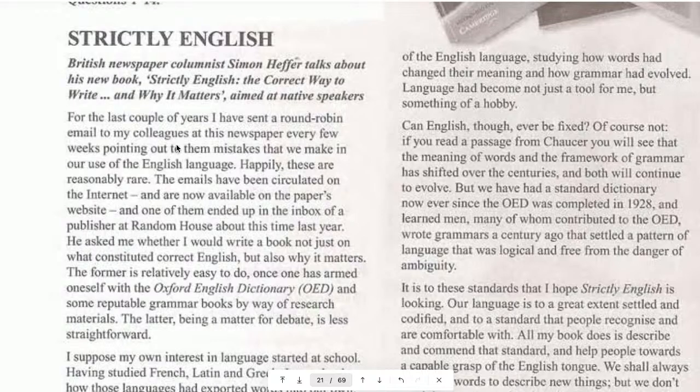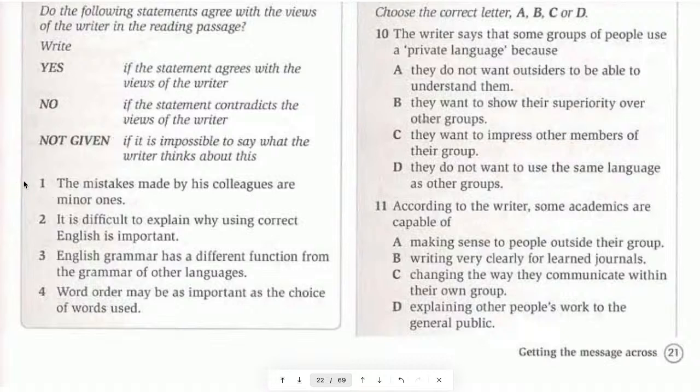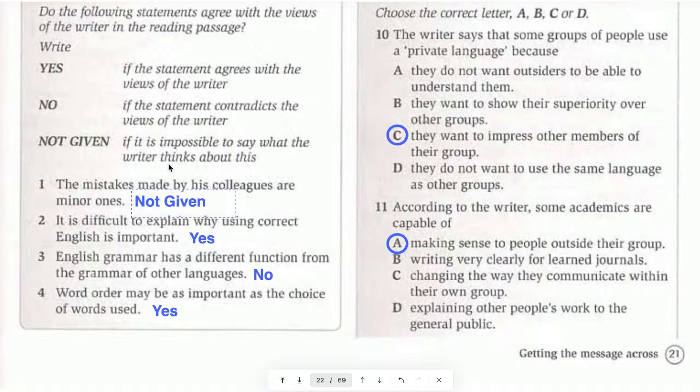And we can see the word mistakes right here. But what the writer means is that for the last couple of years, he just sent a round-robin email to his colleagues, and then what? Pointing out to his colleagues mistakes that they made. But here, in the statement, they say that the mistakes made by his colleagues are minor ones. They didn't say anything about whether the mistakes are big ones or minor ones. So that's why we have to say that is not given. So that's the answer. Yeah, not given.